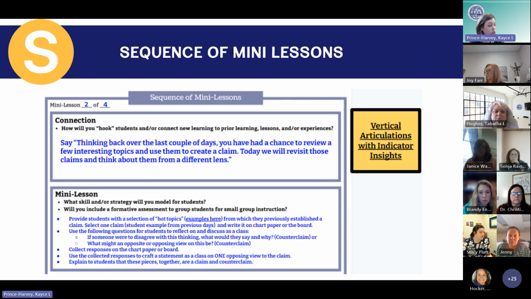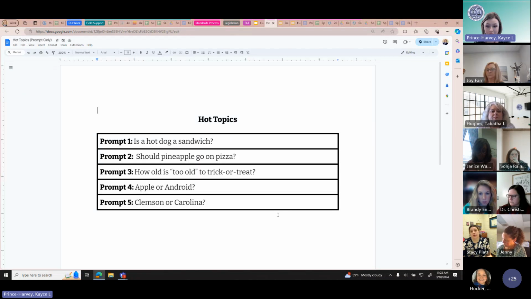Now we're going to revisit those, and we're going to think about them from a different lens. So today, what we're going to do is go back to some claims that they already established. And for this, they're going to be using something called hot topics, which is essentially where you provide students with some this or that questions. They're really surface level, Apple or Android, Clemson or Carolina, whatever you really want them to be. But the idea is for students to be able to establish a claim based on whatever that topic is. So let's say that they established their claim the previous day, and now we're going back.